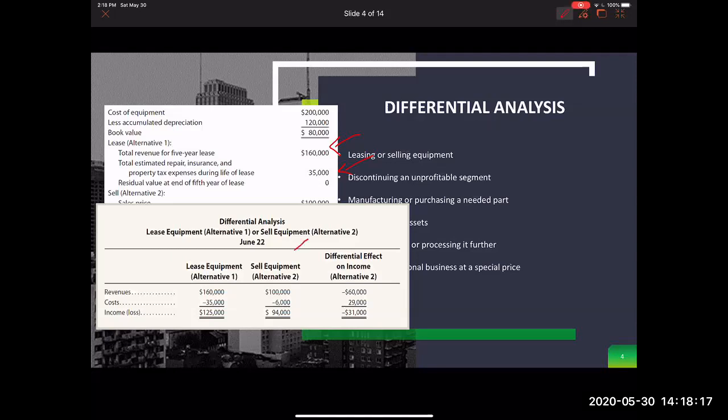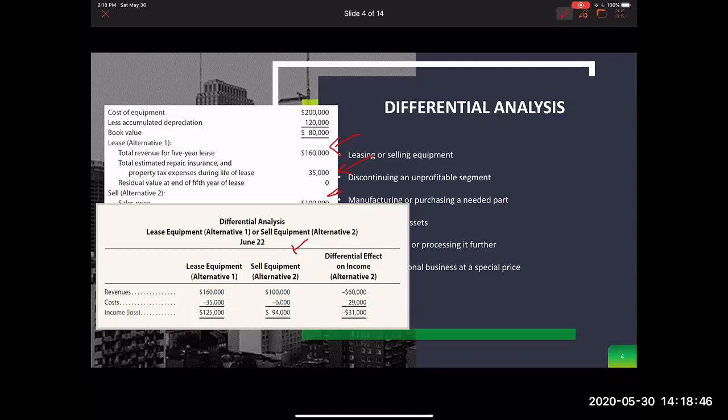Now, alternative number two is to sell equipment outright. Instead of being a lease of this equipment, we're just going to sell it and be done with it. So again, that comes from here. It told us that our sales price of the equipment is $100,000. The $6,000 is the 6%, right? So if we did 6% times 100,000, we come up with 6,000. And so our income from the sale of that equipment is 94,000.